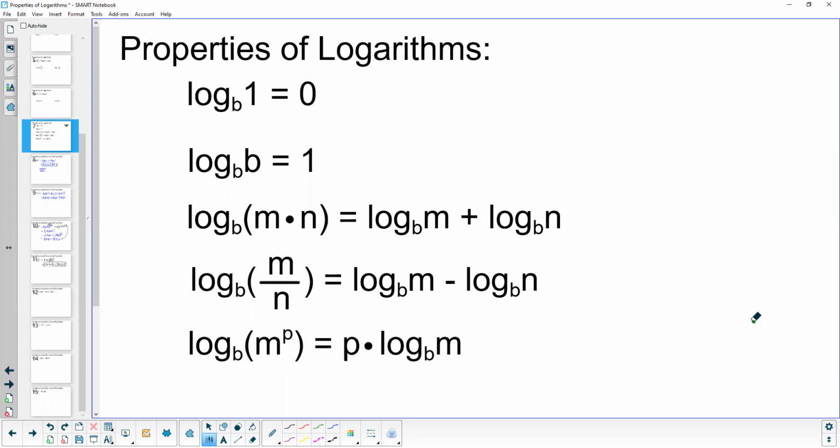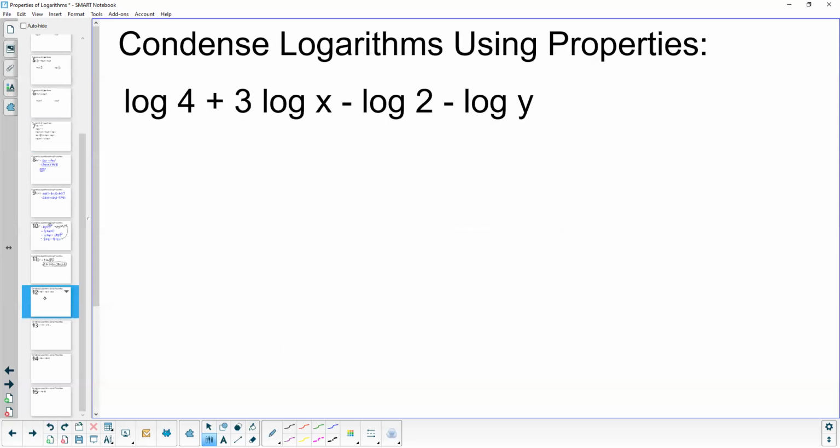Now, these are the properties we're going to be applying here: the product property, the quotient property, the power property, and the fact that the log of any base evaluated at 1 is 0, and the log of any base evaluated at the base itself will be 1. So we're just going to address these with these 5 properties, but you can also condense logarithms using any other logarithmic property. So we are going to take a look at some of these things here.